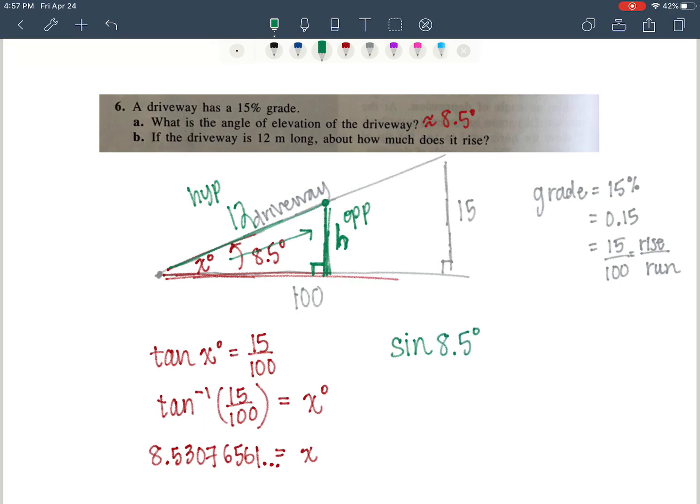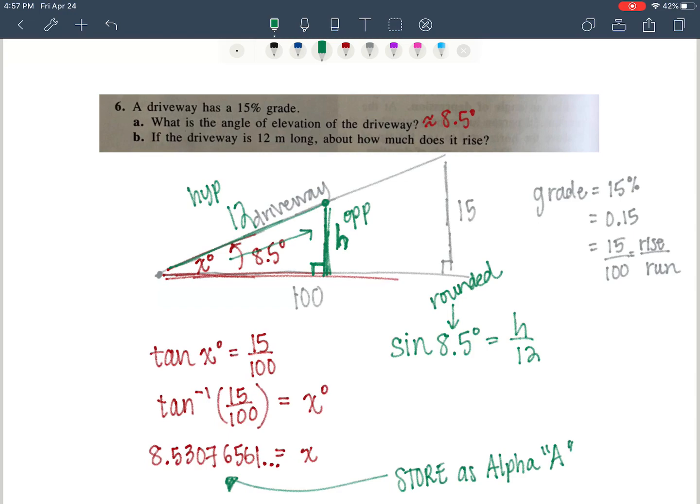Now many of us might just put in sine of 8.5 degrees is equal to h over 12. However, this was rounded. And remember, we stored values. So you can store that value. If you haven't touched your calculator yet, you can still store this as alpha A. So you can store it as A. And then I'm going to multiply both sides by 12.